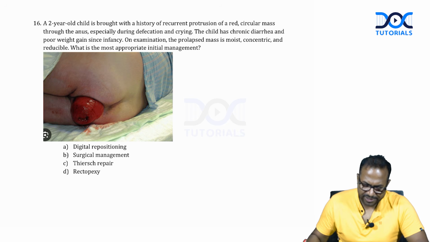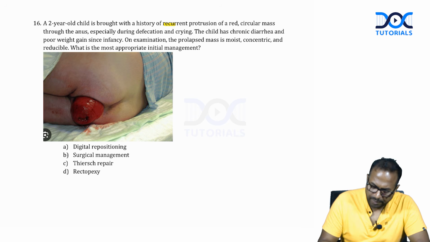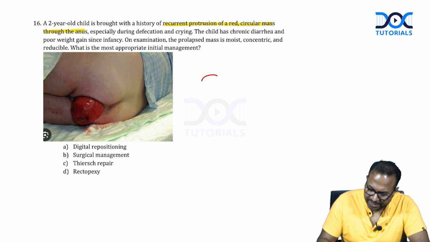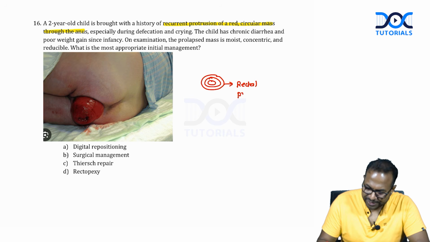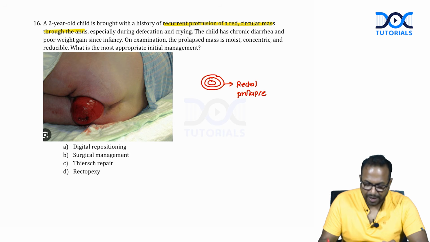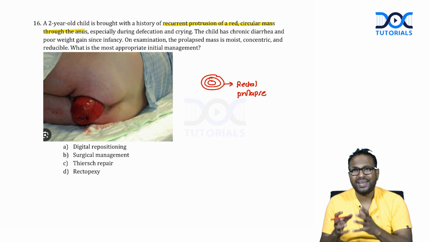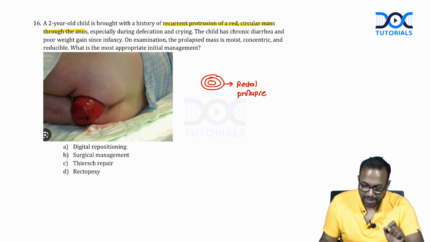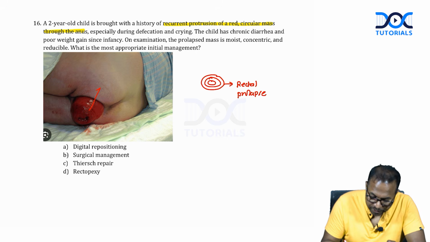A 2-year-old child is brought to the hospital with a recurrent protrusion of a red circular mass through the anus. So red circular mass means like this. A circular mass coming out of the anus is nothing but rectal prolapse. The child has chronic diarrhea and poor weight gain. Because of the diarrhea and poor weight gain, the rectal prolapse has happened, and the prolapsed mass is moist and concentric. When I push this mass, it goes inside.